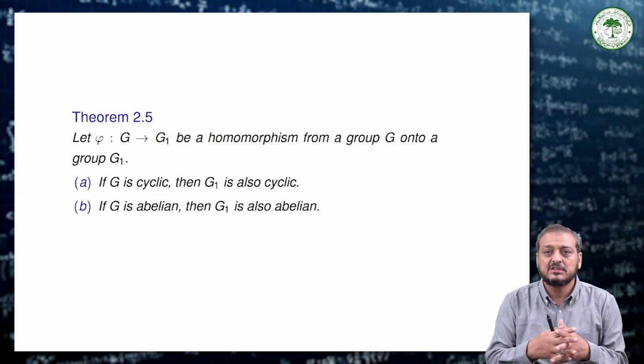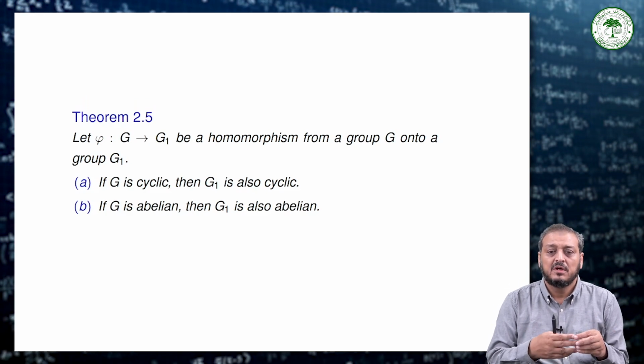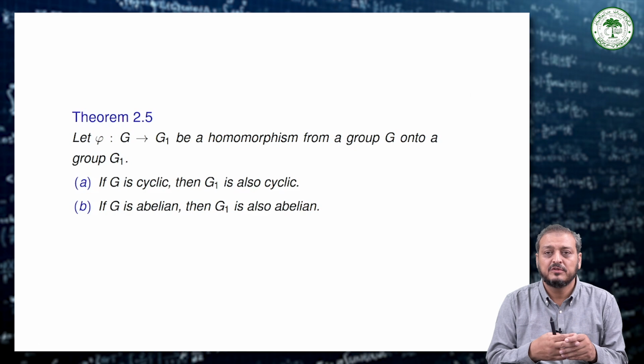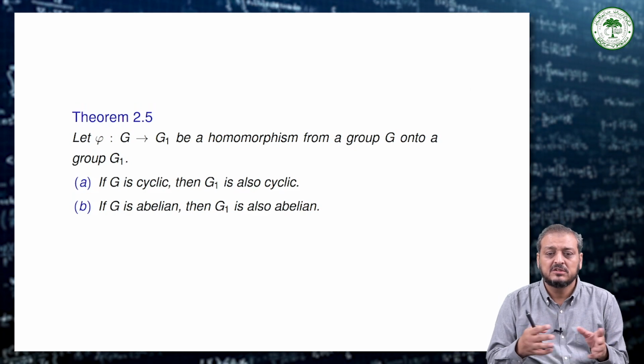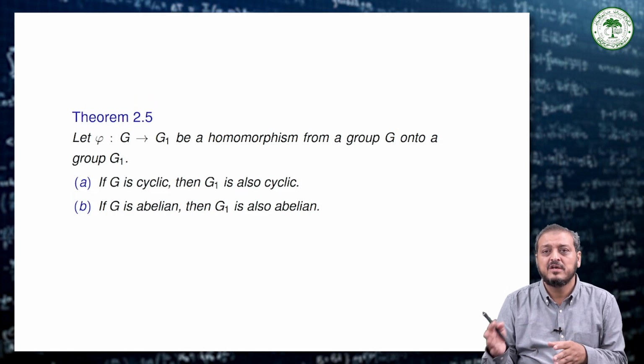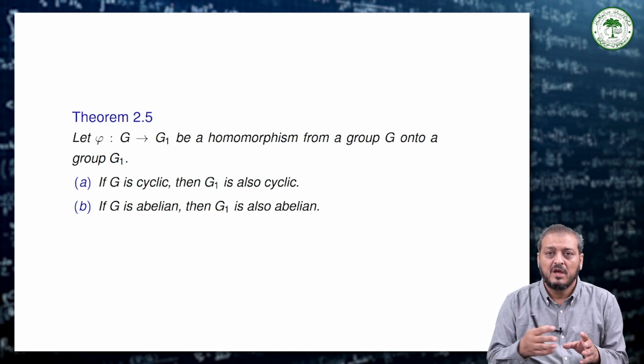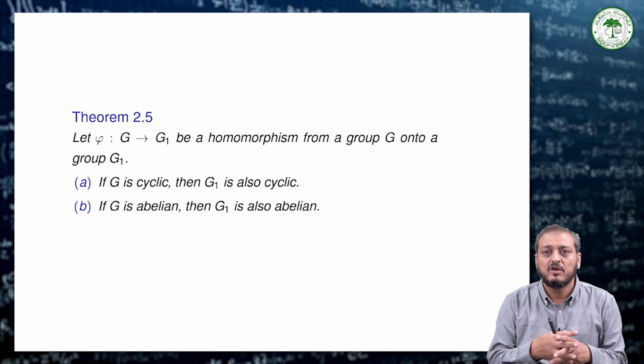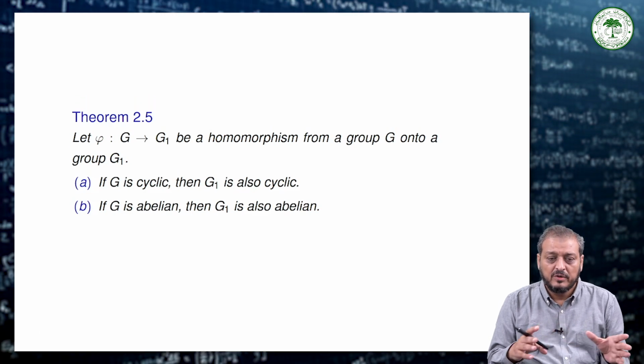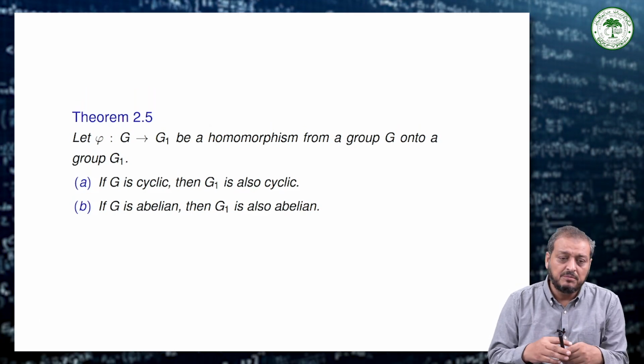In the last class, we discussed some results on homomorphisms, and the last result we proved is that the kernel of phi is equal to the identity if and only if phi is one-one. So, now I will start with this theorem.